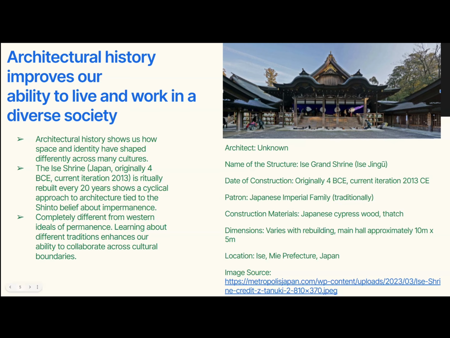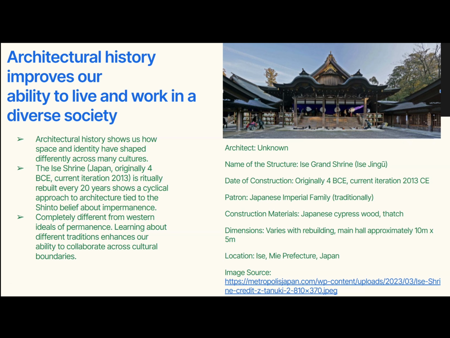Question 3 asks, in what specific ways does the study of architectural history improve our ability to live and work effectively in a diverse and global society? A great example is the Ise Grand Shrine in Japan. It was originally built in the 4th century BCE, and this sacred Shinto site is ritually rebuilt every 20 years, using traditional materials like Japanese cypress and thatch. The last rebuilding was in 2013.